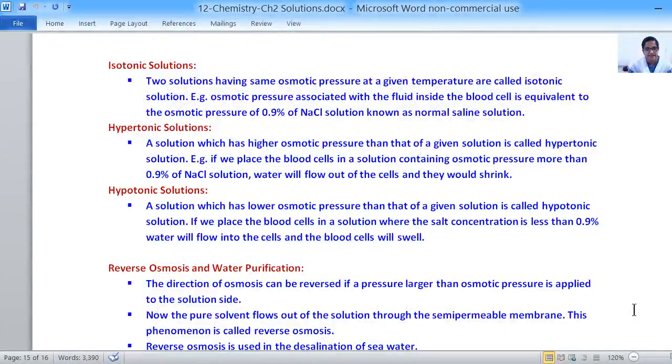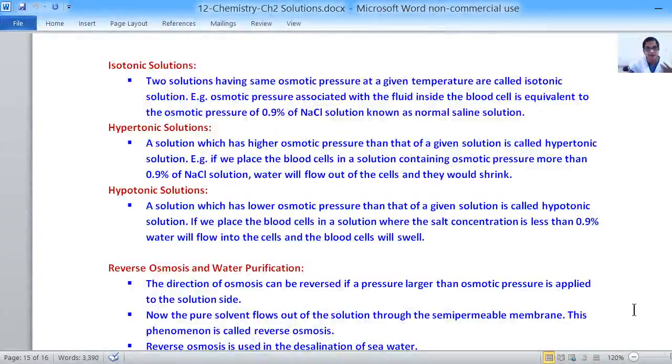If we place the blood cell in a solution having higher osmotic pressure than that of 0.9% NaCl solution, what will happen is that the water or the fluid present inside the cell will flow out of the cell, and as a result the blood cell will shrink. So this is the example for hypertonic solution. In a hypertonic solution, the blood cells will shrink.